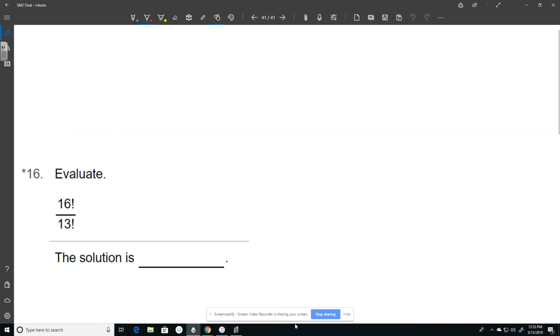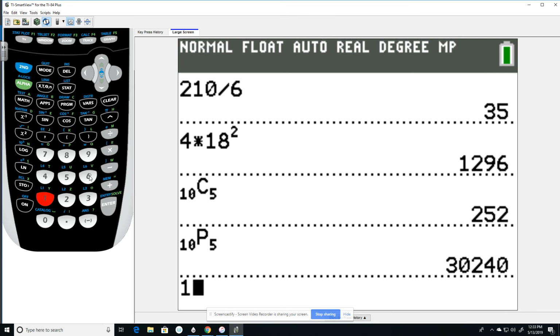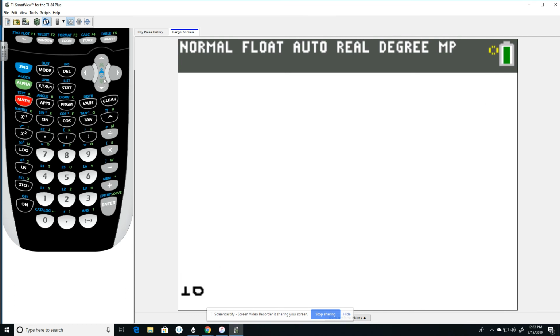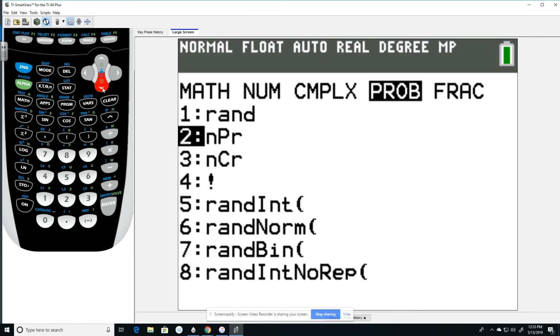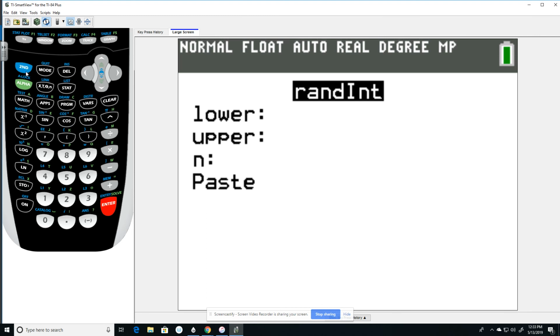And the last one, simple calculator problem. 16 factorial divided by 13 factorial. Plug that in your calculator. I just do 16. Remember factorial, you hit math, go over to probability, and it's the 4th option down. Except I went 1 too far.